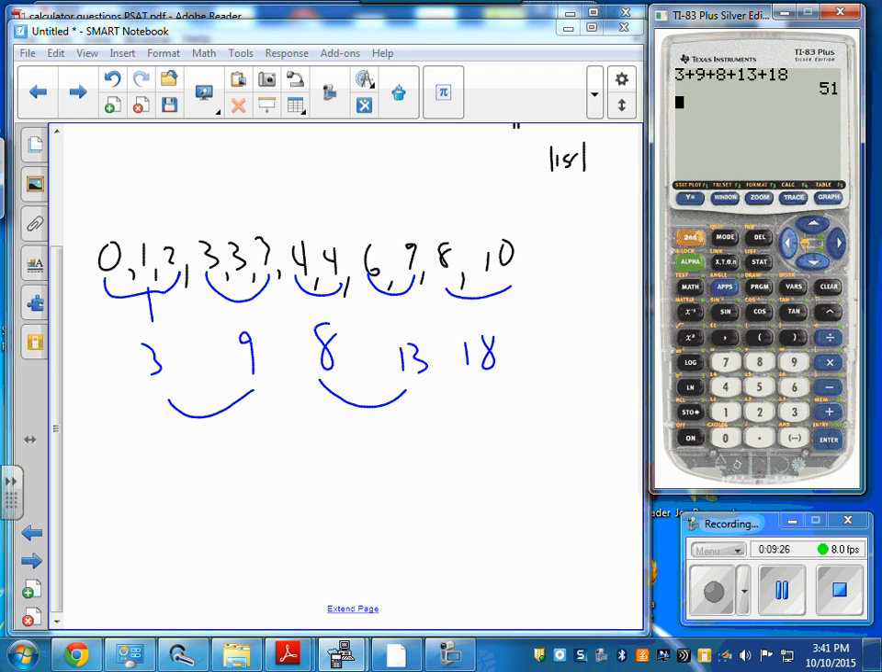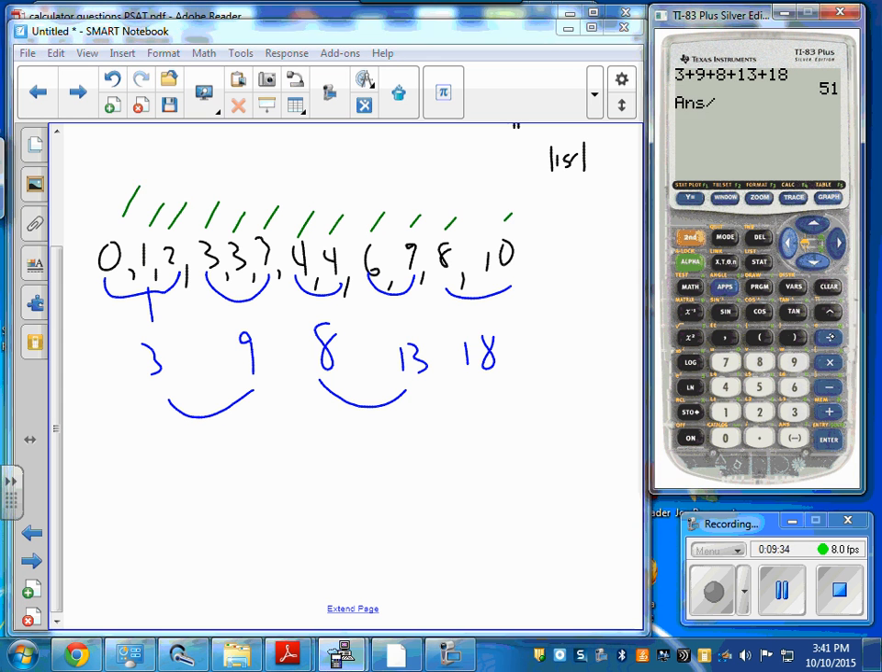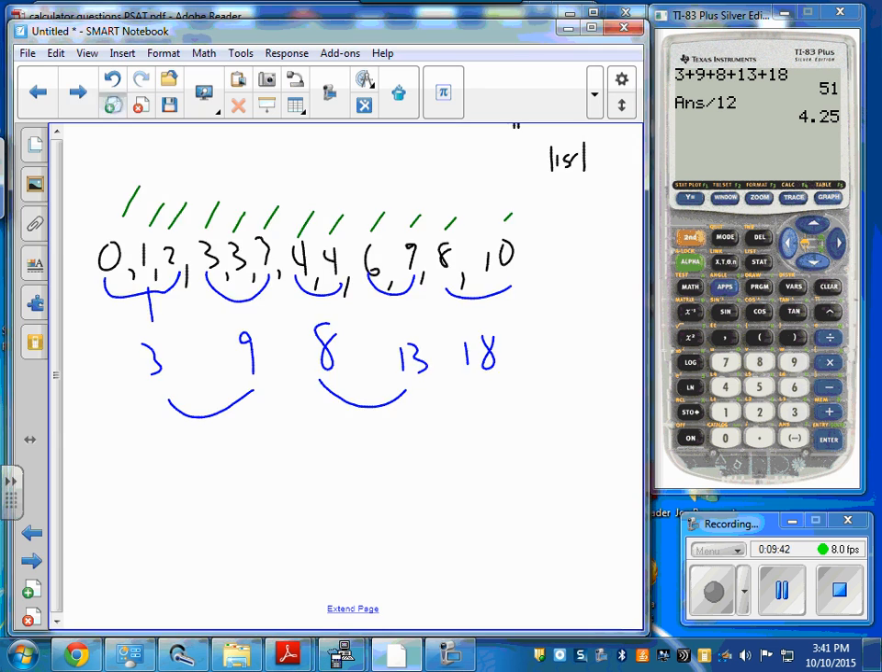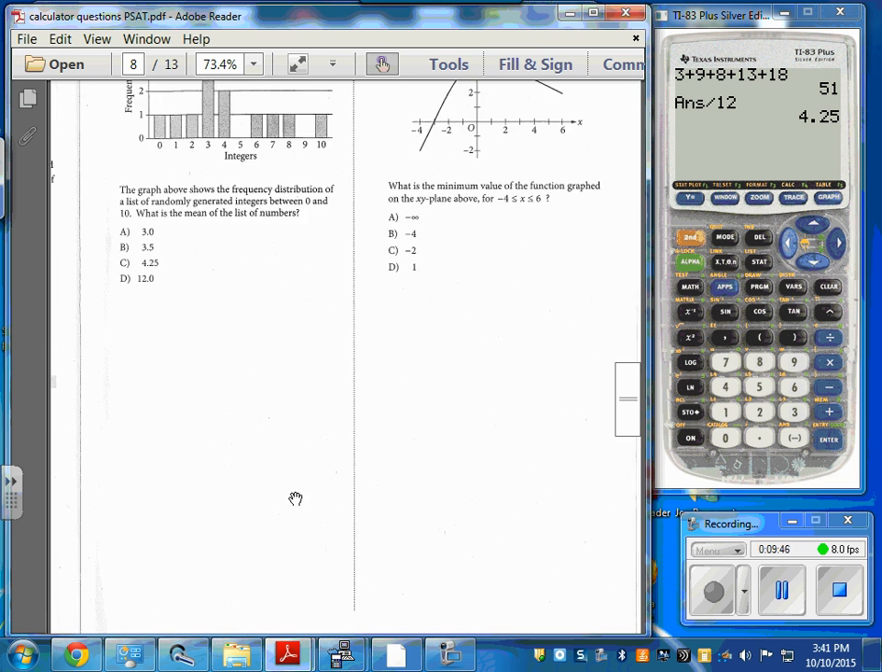Now we had to count how many numbers we had. 1, 2, 3, 4, 5, 6, 7, 8, 9, 10, 11, 12. So divide by 12, and there's your average. So 4.25, choice C.